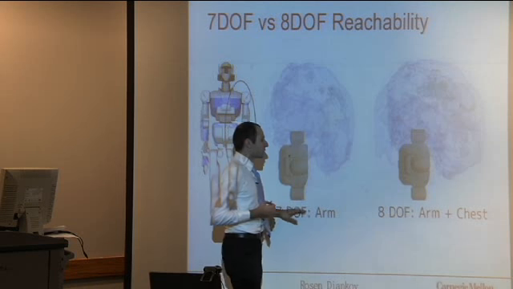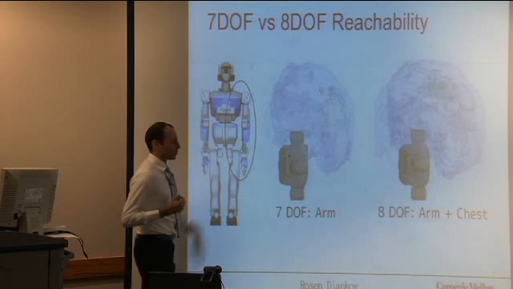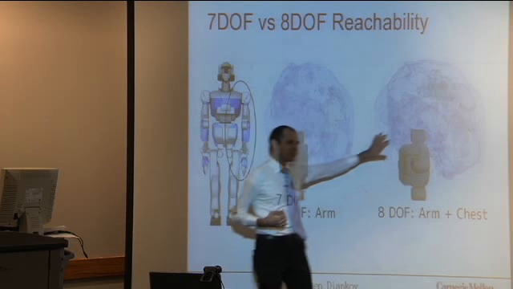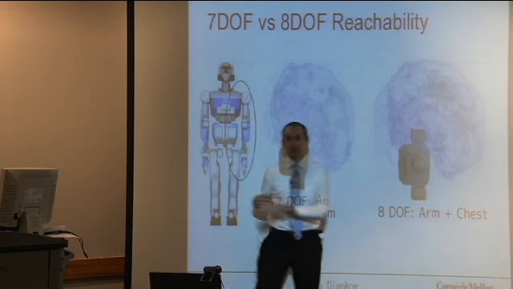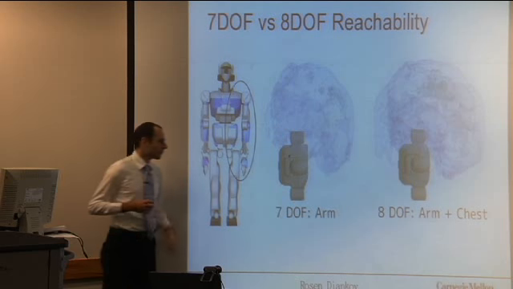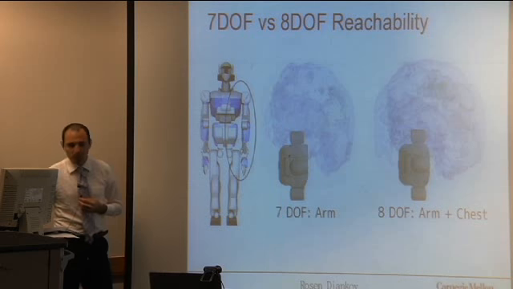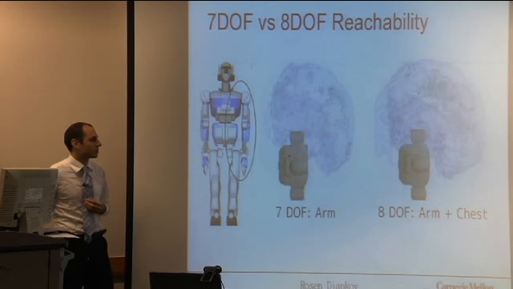Just to show a comparison, what happens when you add a chest degree of freedom here to the robot? The reachability space really expands a lot and becomes much more dense. And so, for really constrained manipulators, it's important to have as many degrees of freedom as possible.